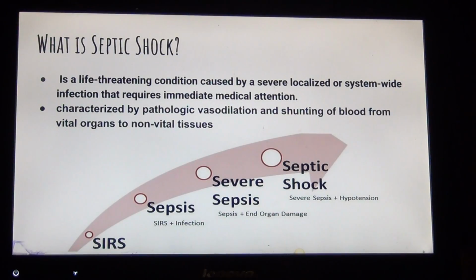This little picture right here shows SIRS, which stands for Systemic Inflammatory Response Syndrome, and then it goes up to the next step, which is sepsis. Sepsis is systemic inflammatory response syndrome plus infection. Severe sepsis is sepsis plus end organ damage, and septic shock is severe sepsis plus hypotension.